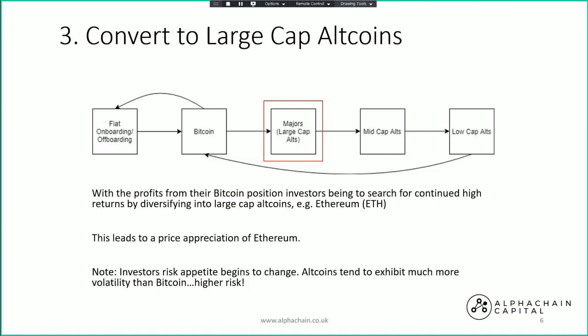This flow tends to cause a price rise in these large cap altcoins, such as Ethereum, usually as Bitcoin's price tends to come to a halt or it begins to retreat. This is when the commonly termed alt season will usually begin.